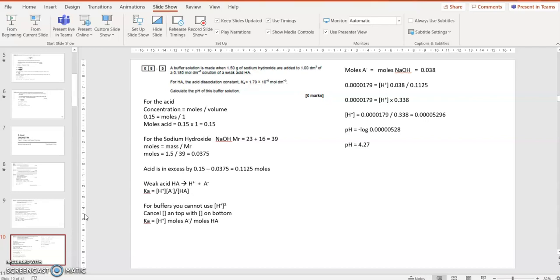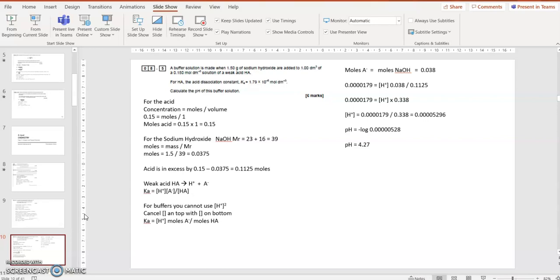23 add 16, add 1 for the H is 40 rather than 39. 1.5 divided by 40 is around about 0.0375. So now I've got the number of moles of sodium hydroxide. I need to work out which one's in excess because I'm adding the two together, just like in the previous question. The acid is in excess, so 0.15, take away 0.0375, 0.1125 moles of acid is in excess.